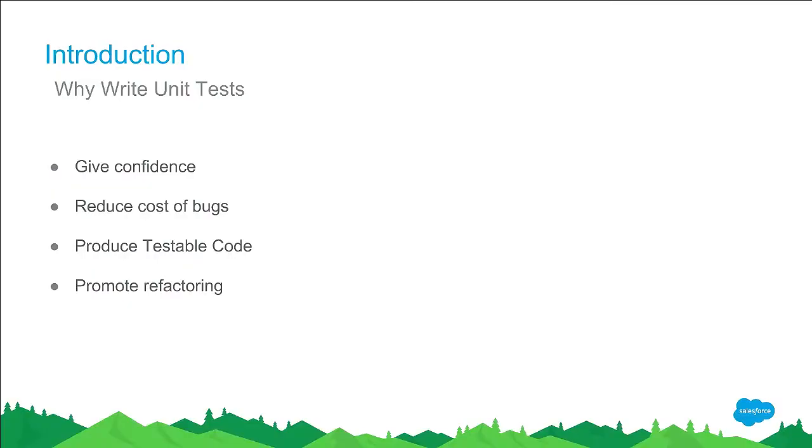So first off, I thought I'd just talk a little bit about why we write unit tests. So the reasons to write unit tests, it gives us confidence that our code works as expected. Doesn't necessarily mean it works properly, it just means it's doing what we expected and hopefully that's what the customer wants. Biggest thing for me with unit tests is it reduces the cost of bugs. So the earlier you can find a bug and the nearer to a developer you can find a bug, the cheaper it is to fix.